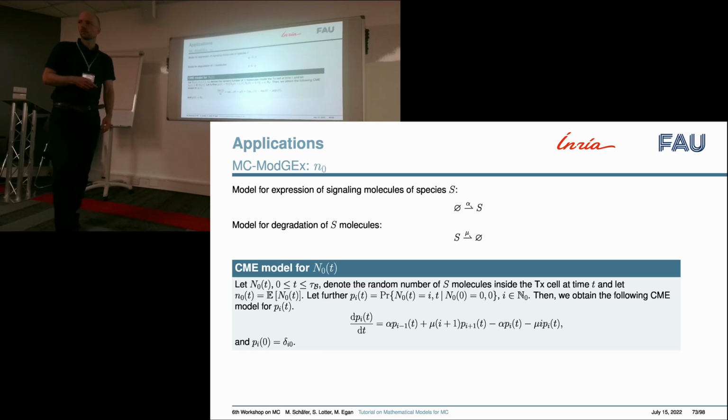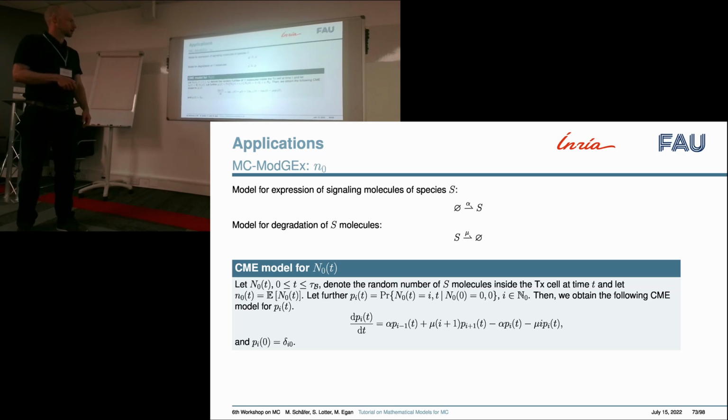Okay, so this is basically the model that we assume. And it's of course a system of equations, right? So we have one equation for each number of signaling molecules in our system. So it's actually infinitely many differential equations.